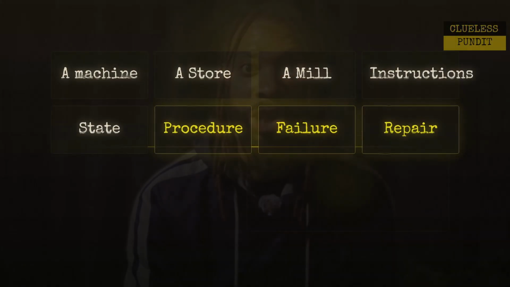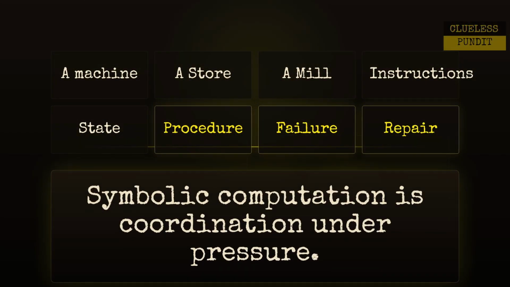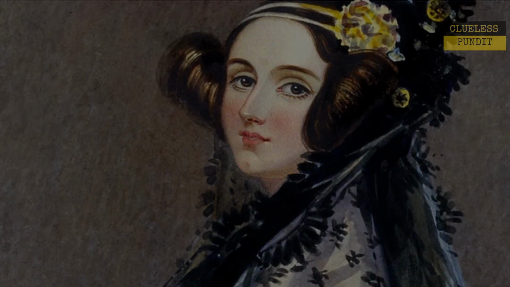And that is the strange beauty of this project. The bugs did not make Note G less important. It made the difficulty visible. It showed that symbolic computation is not magic. It is coordination under pressure. And pressure is exactly where machines reveal what they really are.